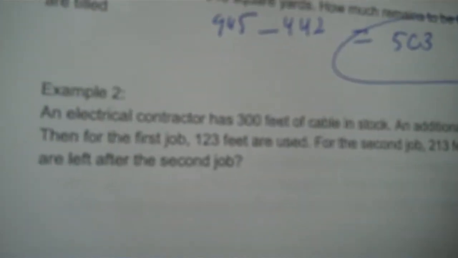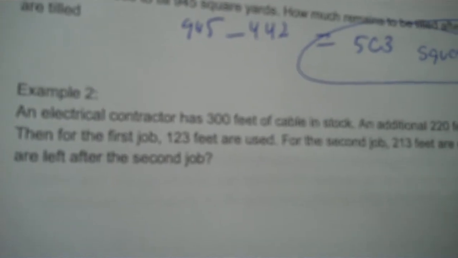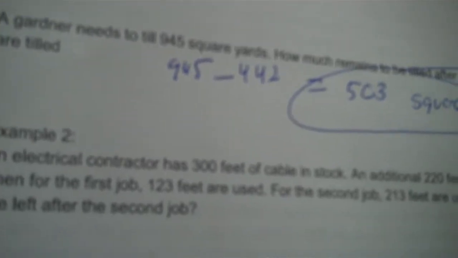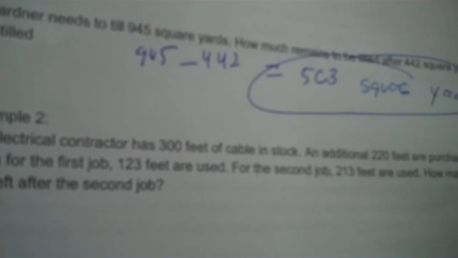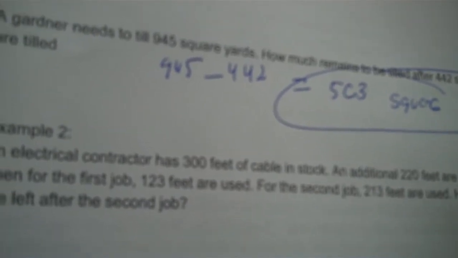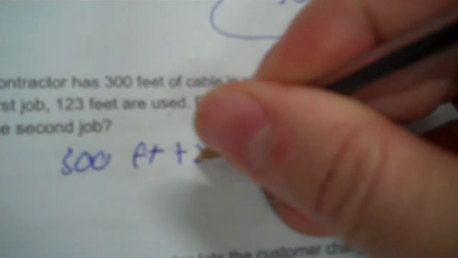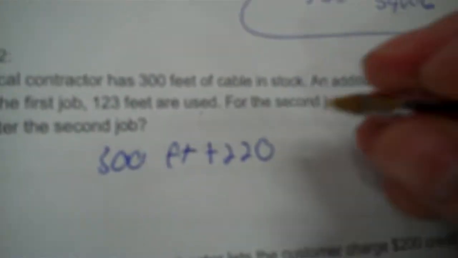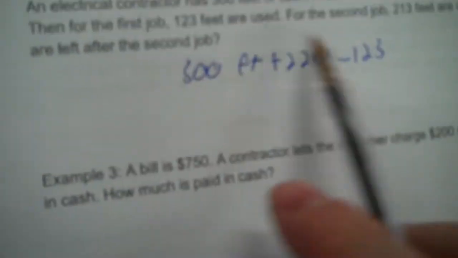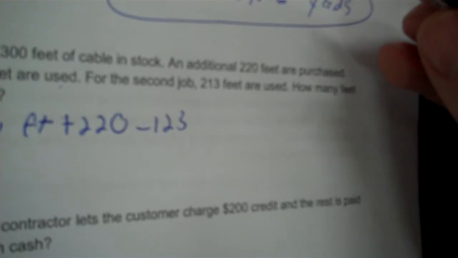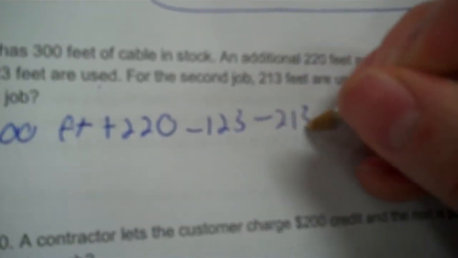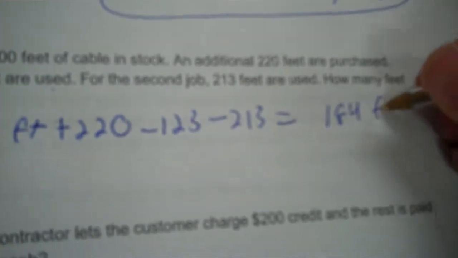Okay, example 2, an electrical contractor has 300 feet of cable in stock. An additional 220 feet are purchased. Then for the first job, 123 feet are used. For the second job, 213 feet are used. How many feet are left after the second job? Okay, so he's got 300 feet in stock. Then an additional 220 feet are purchased. When he starts using it, we would subtract it because we wanted to find out how much are left. So minus 123 minus 213 gives me 184 feet.